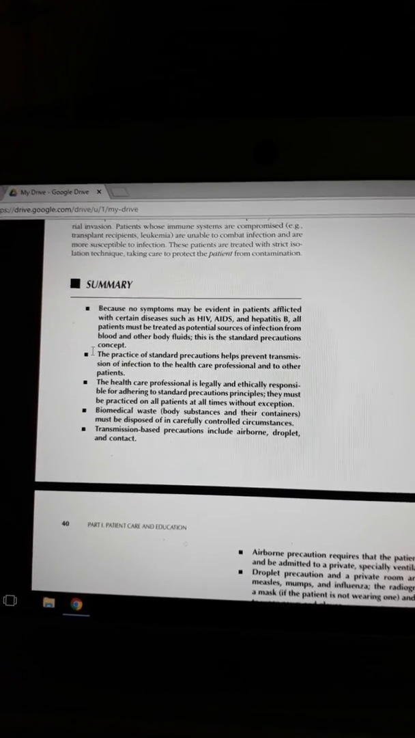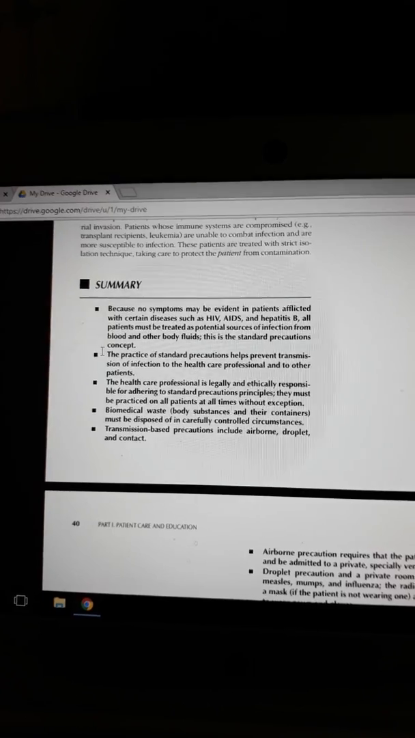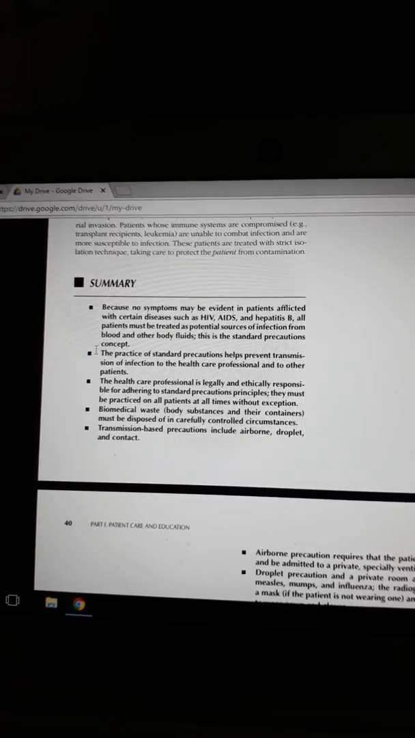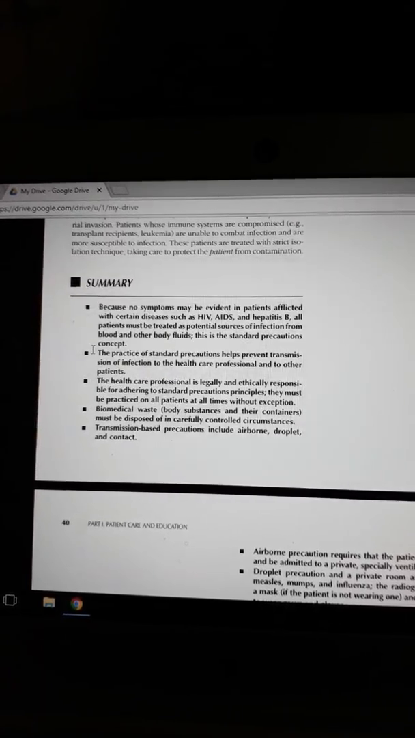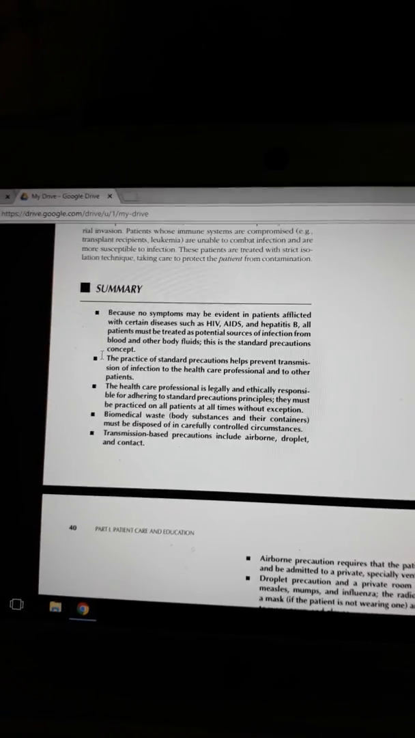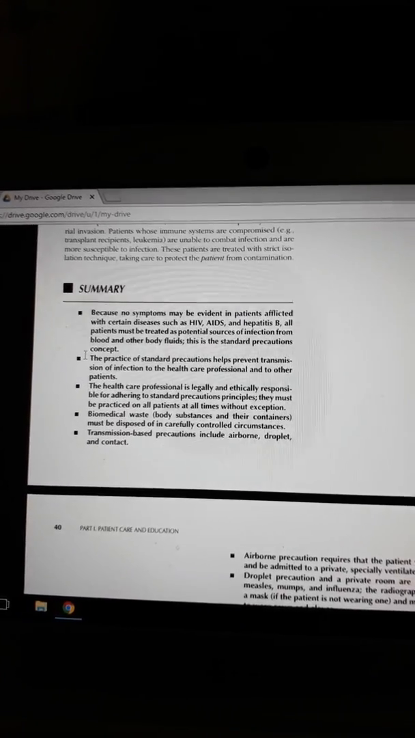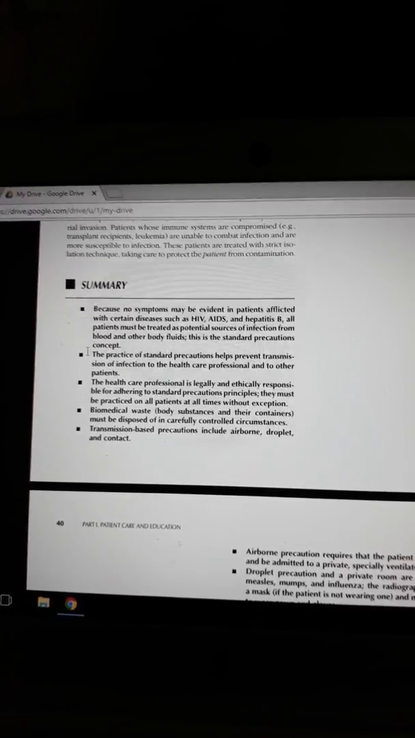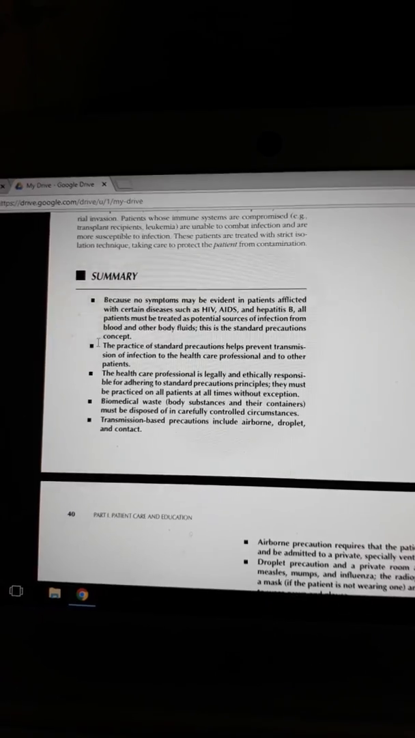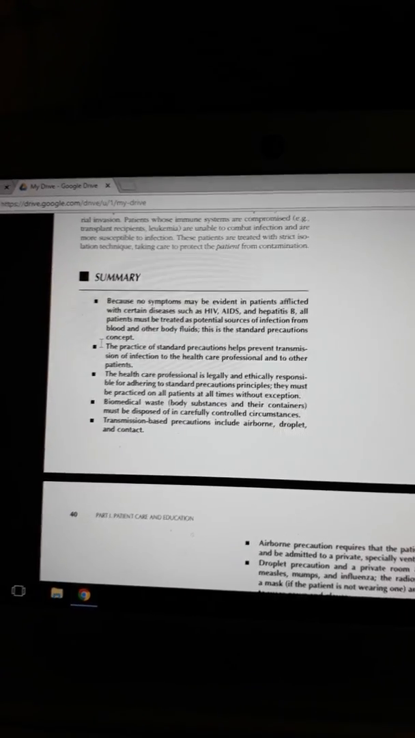The healthcare professional is legally and ethically responsible for adhering to the standard precautions principles. They must be practiced on all patients at all times without exception. Biomedical waste, body substances, and their containers must be disposed of in carefully controlled circumstances. The transmission-based precautions include airborne, droplet and contact.